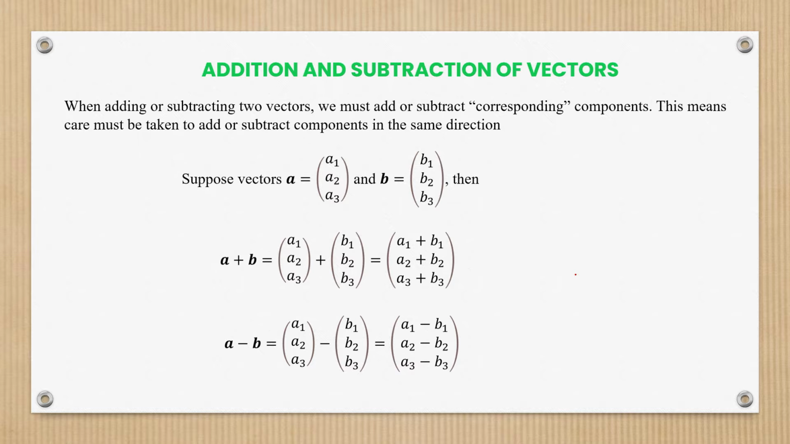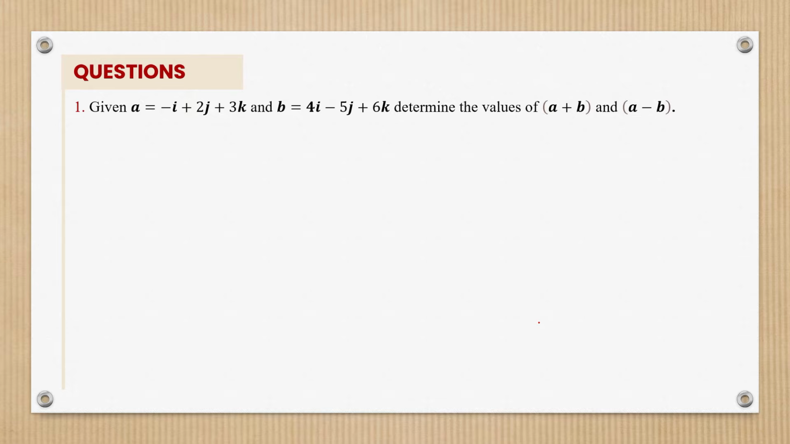Then when we're dealing with subtraction, we have something like a minus b, and we'll also have the corresponding components subtracting each other. So we'll have a1 minus b1, a2 minus b2, and then a3 minus b3. Let's look at some examples. For example, if we're given a equal to negative i plus 2j plus 3k, and b equal to 4i minus 5j plus 6k, we're being told to determine the values of a plus b and a minus b. So this is an example of 3-dimensional vectors, which have i, j, and k.